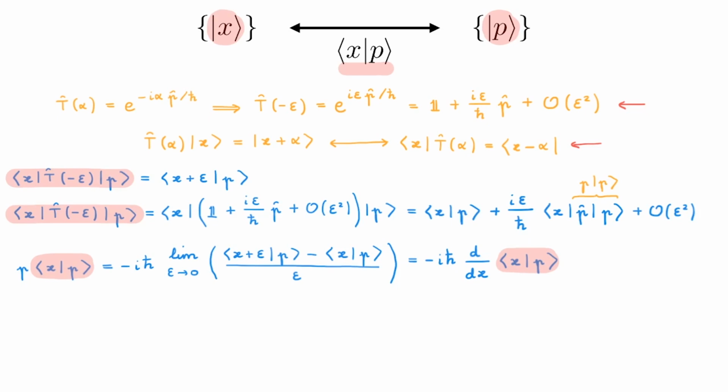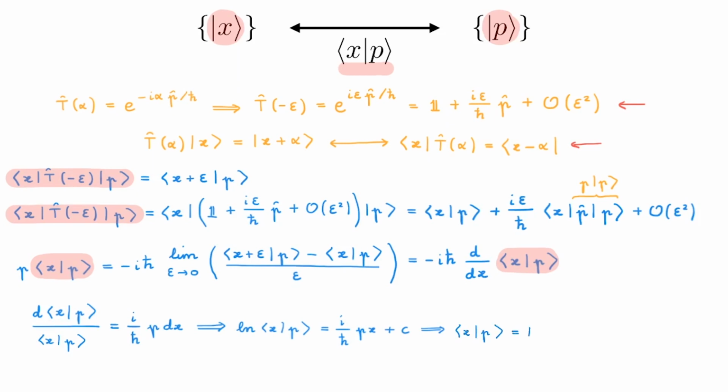We can solve this first-order differential equation by separation of variables, so we write d of the bracket of x with p over the bracket of x with p equals i over ħ p dx. We integrate both sides to obtain the logarithm of the bracket between x and p equals i over ħ px plus an integration constant c, and then we can exponentiate both sides of the equation to obtain that the bracket between x and p is equal to N e to the ipx over ħ.